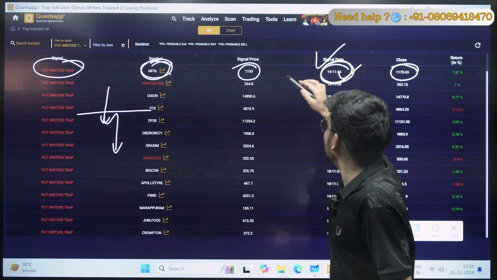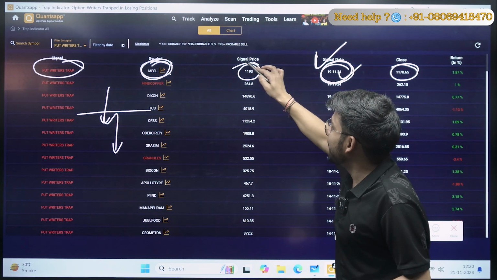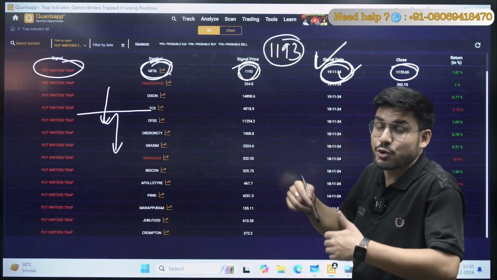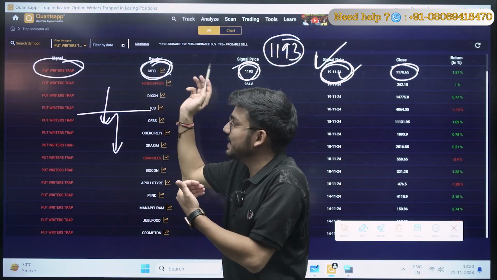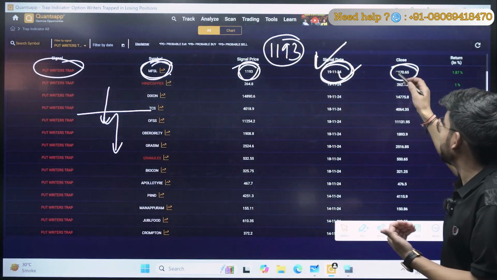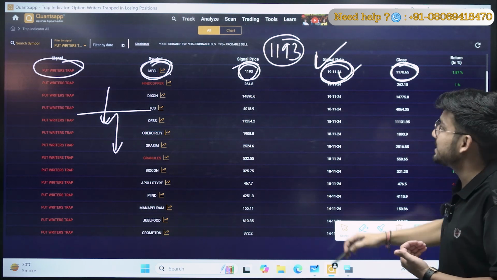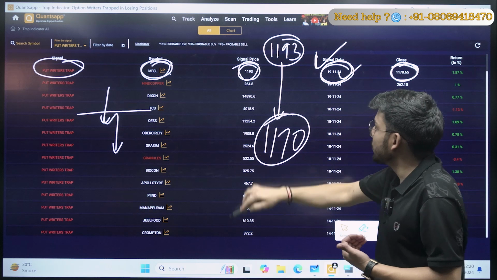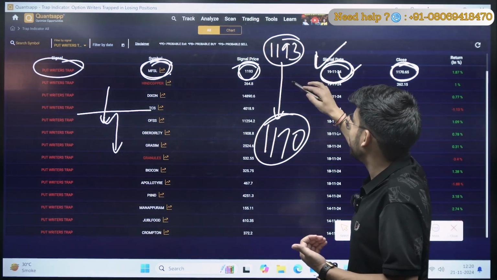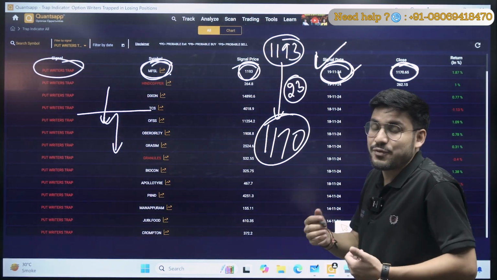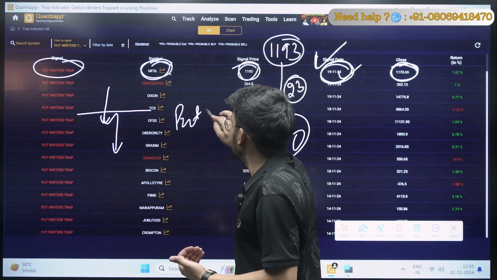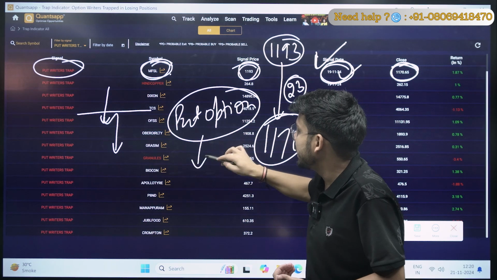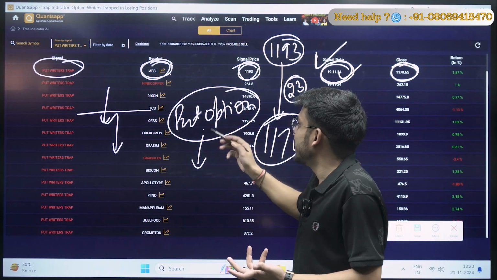So in MFSL, it gave me a signal on 19th November. At that time, the price was 1193. So that was my opportunity to enter this particular trade. Then you can see the current closing price is 1170. It means the price fell from there, and approximately 23 points I got here if I would be trading with put option. So as a buyer, I would have taken this opportunity of buying put option here.